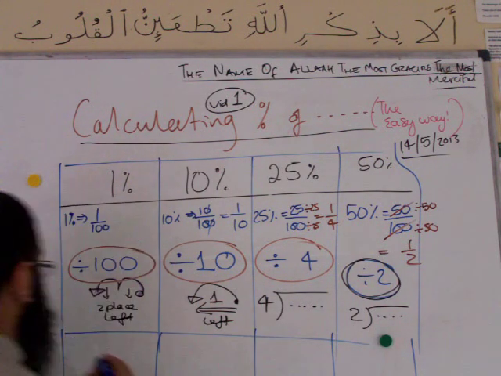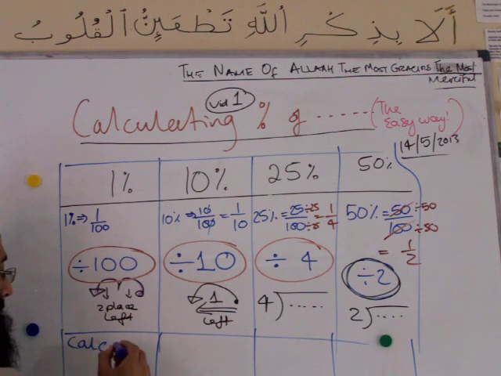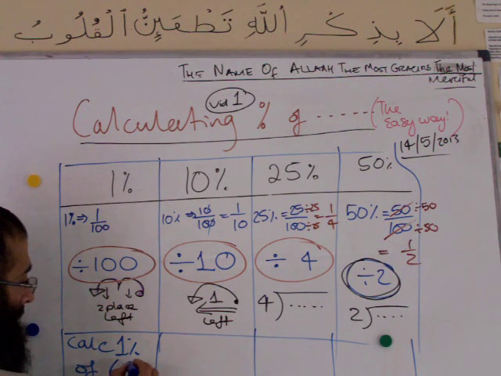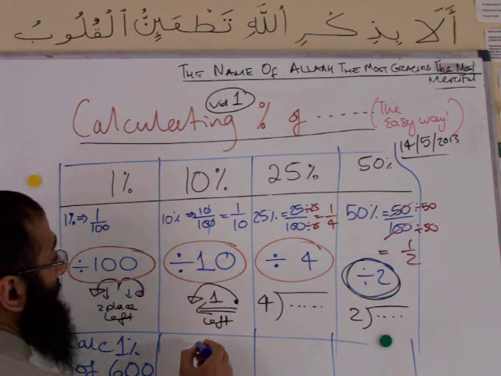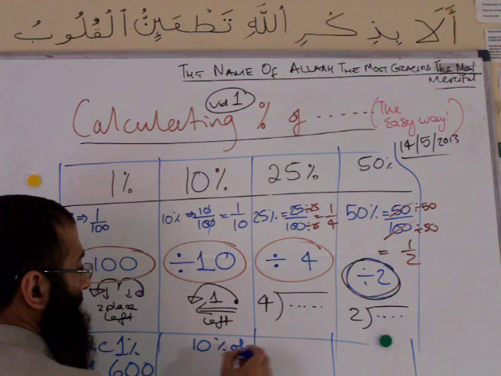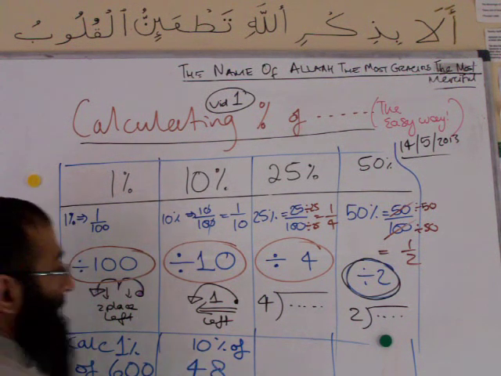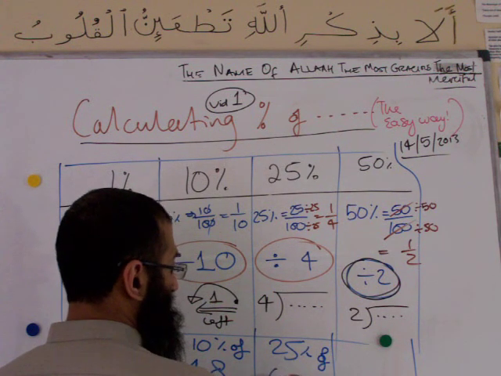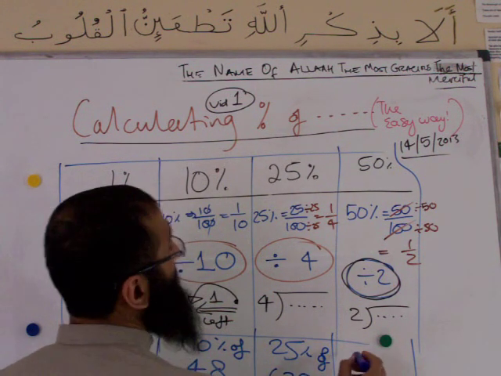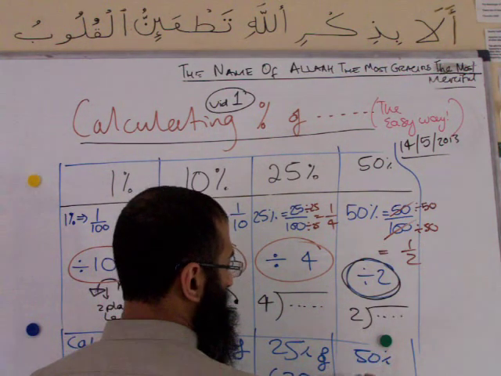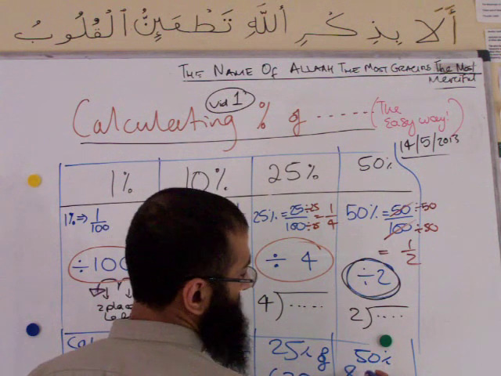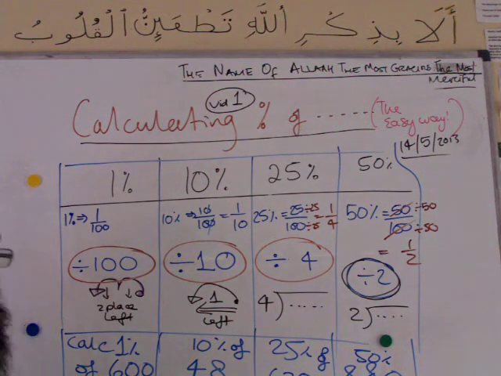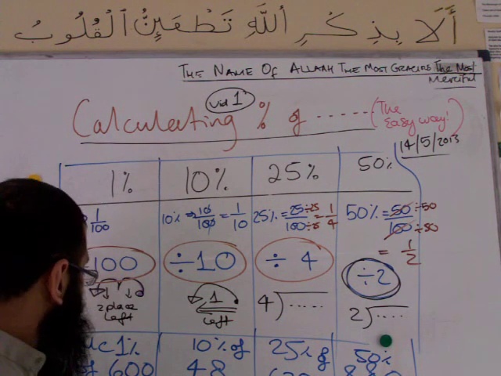Okay, so we're going to calculate 1% of 600. We're going to calculate 10% of 48. We're going to calculate 25% of 620. And then 50% of 880. Okay, when we do these calculations, let's have a look.